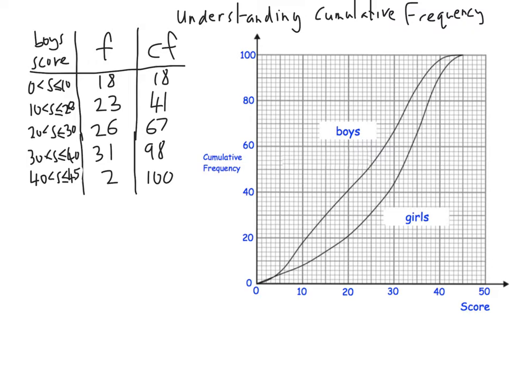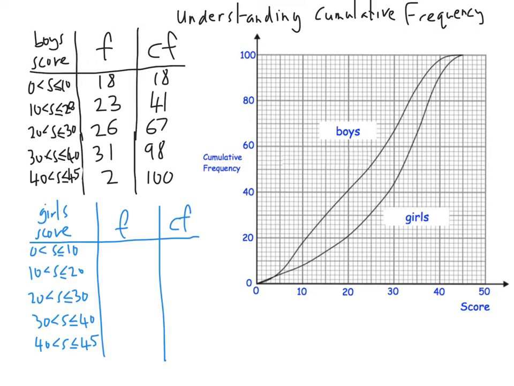If we then look at the girls. Okay, so for the girls, if you look at the first section there, nobody got below 0, obviously. Then up to 10, we've got 8. So 8 girls got 10 or below, i.e. there were 8 people in that first group. On the next one, you'll see at 20, there were 21 girls who got 20 or below, which must mean there were 13 girls in that second group.